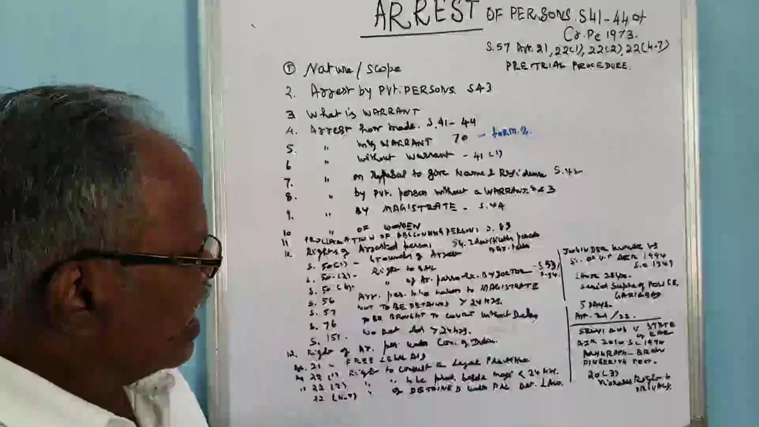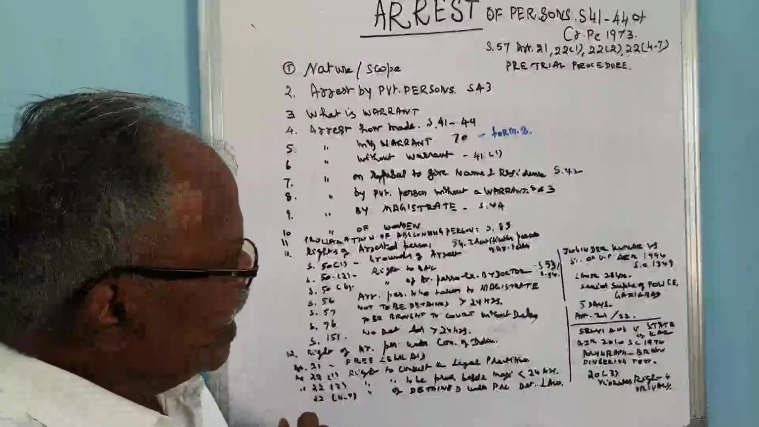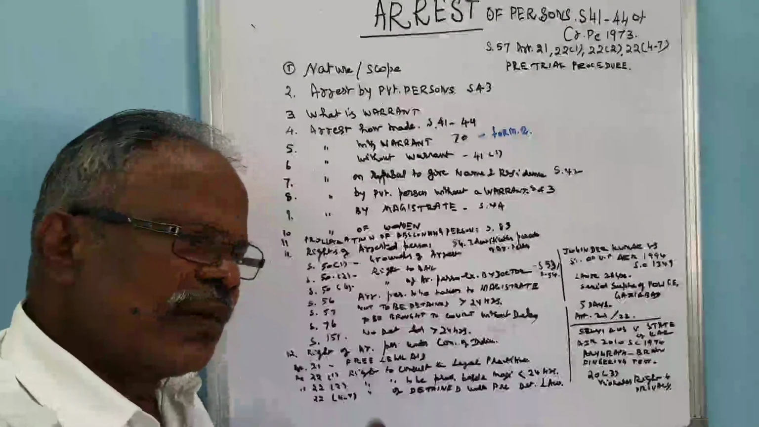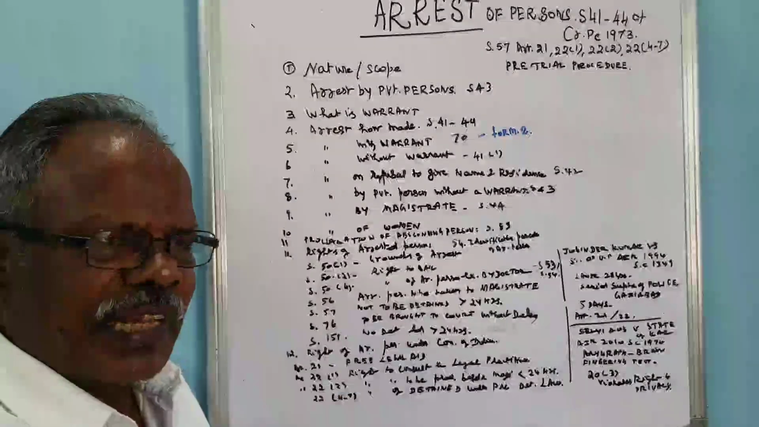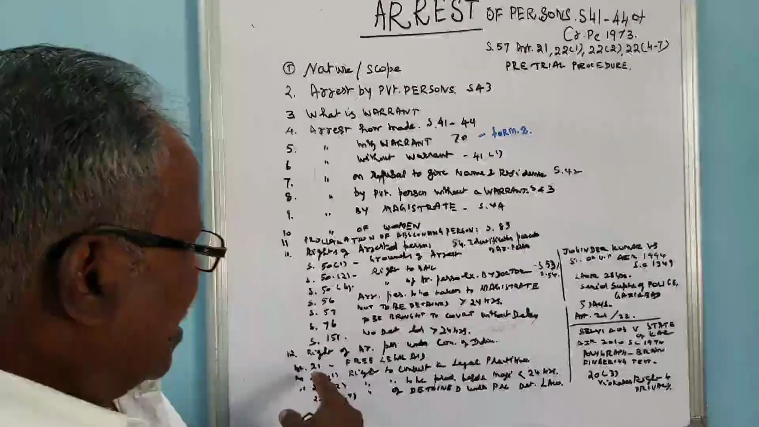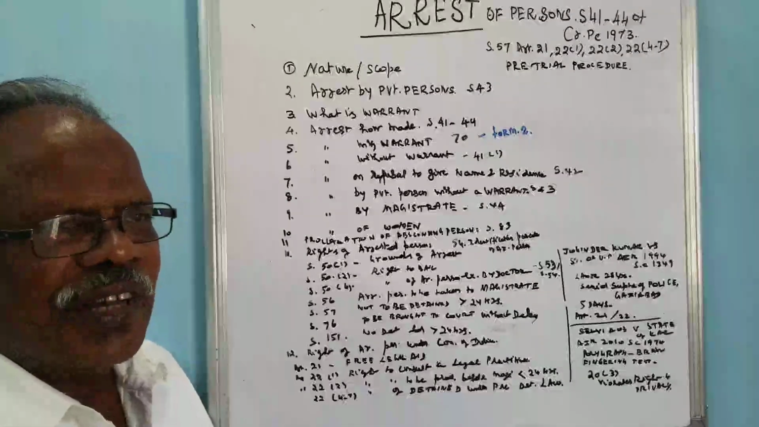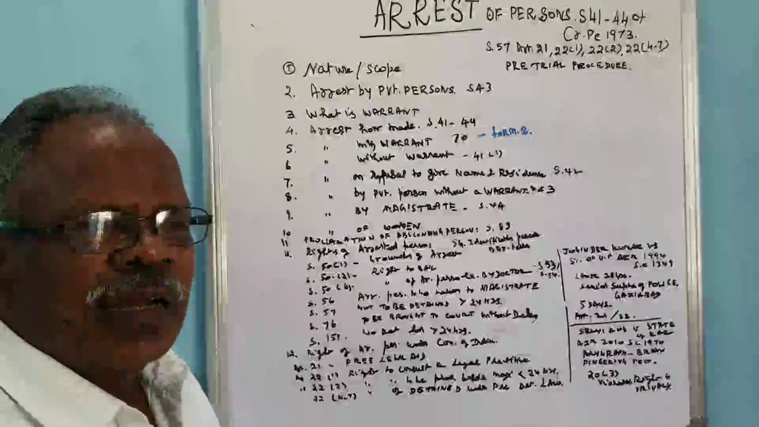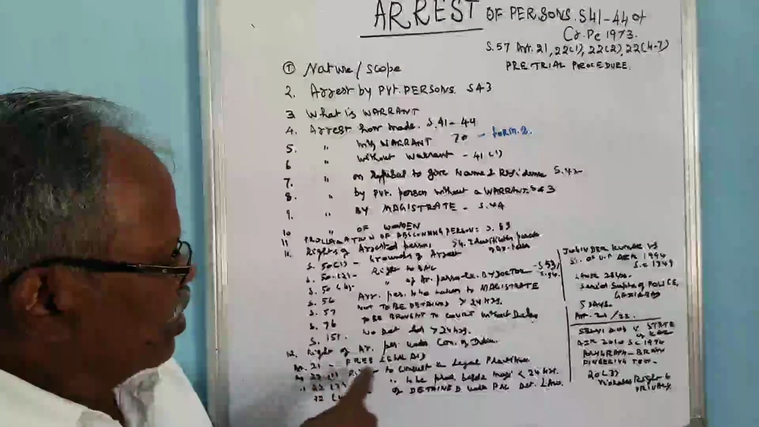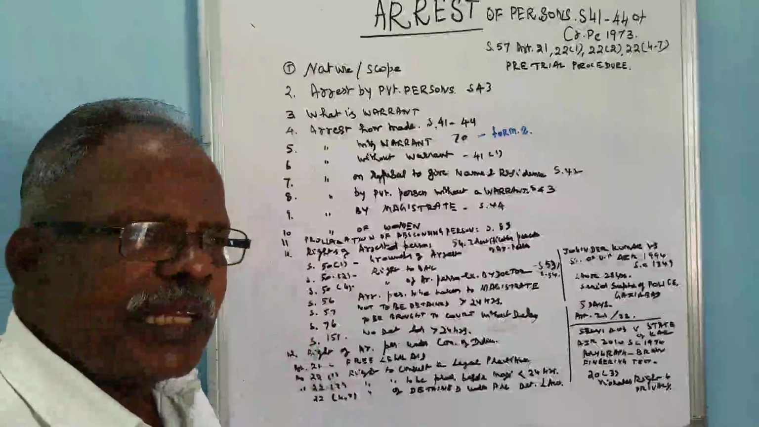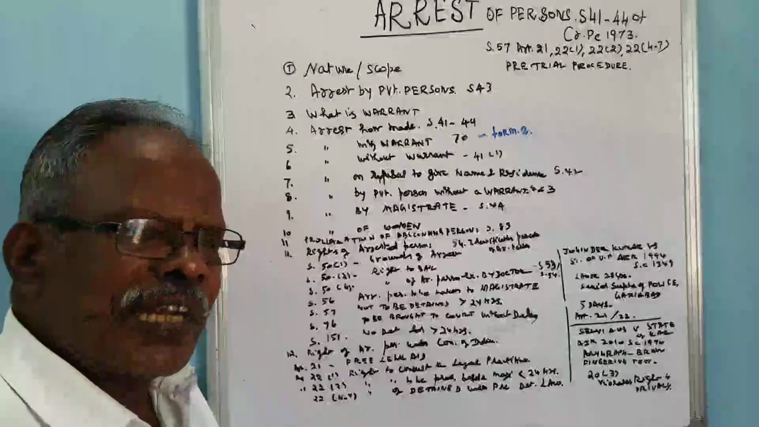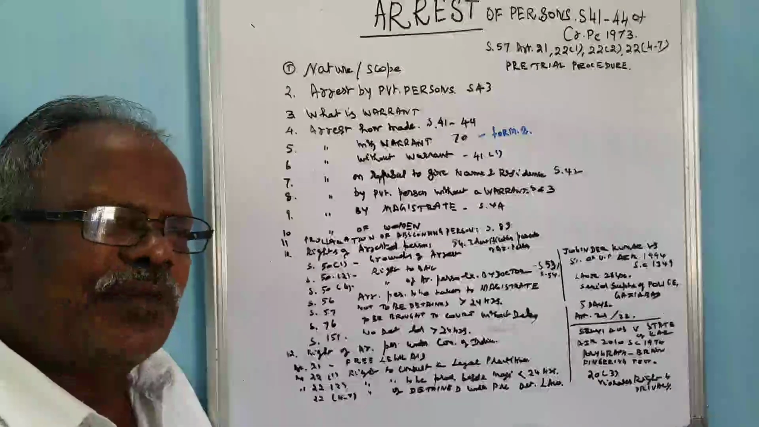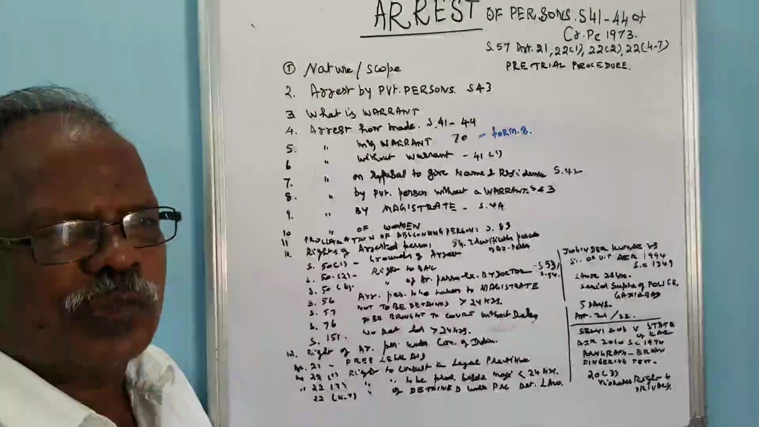Apart from this, there are some rights of the arrested person under constitutional articles. Some privileges and special things are given in constitutional articles also. According to Article 21, the life and liberty of the person should be protected by constitutional law. That means his life should be protected, and the liberty also should be protected.